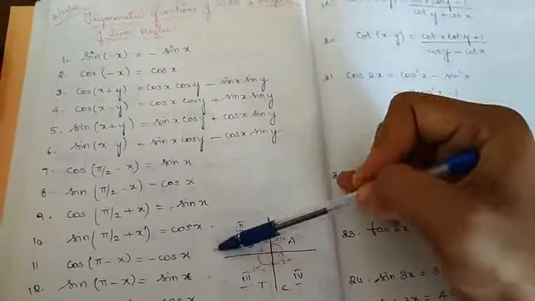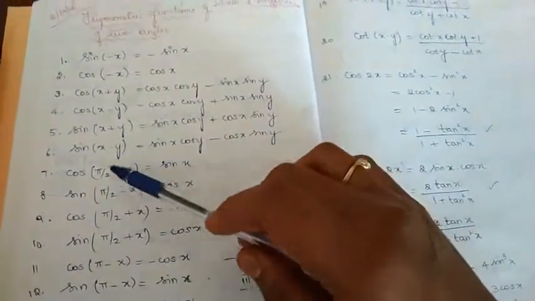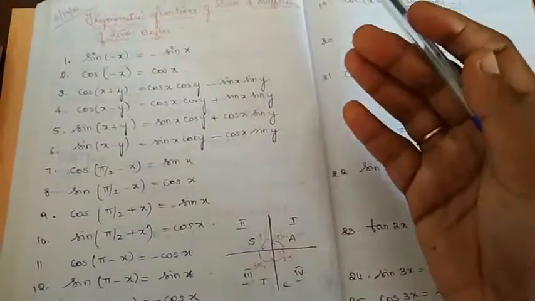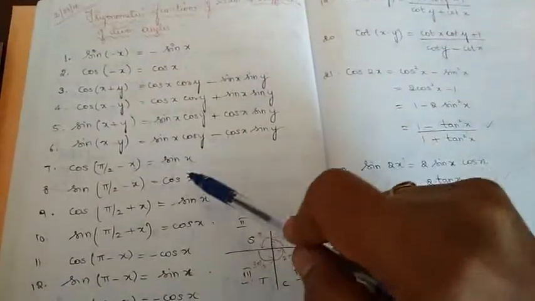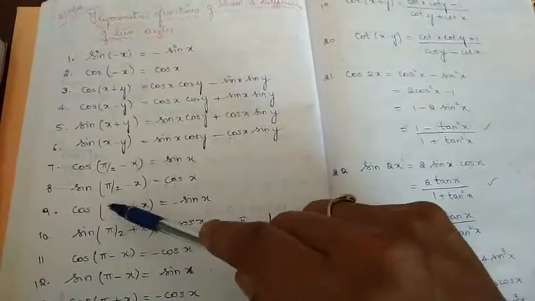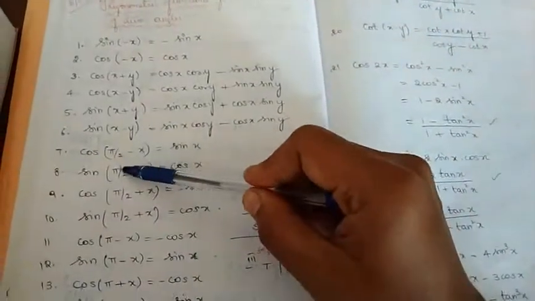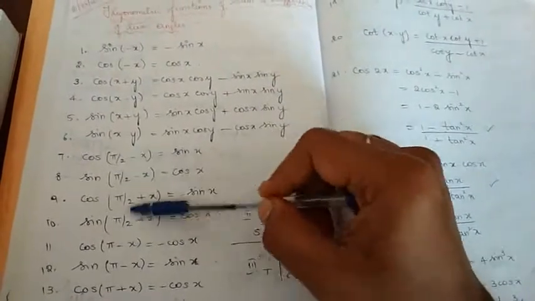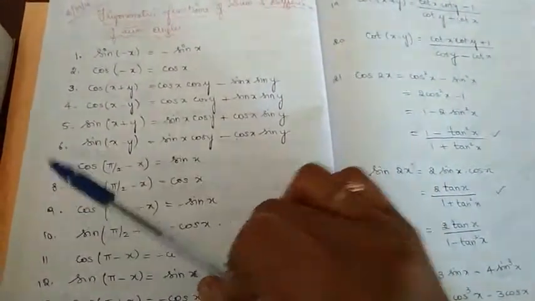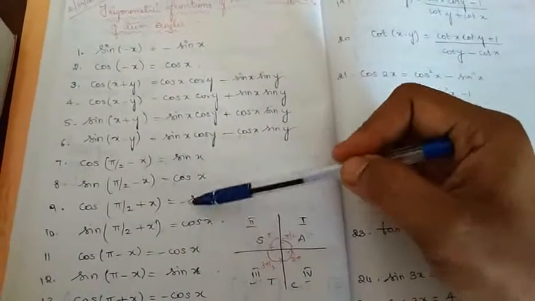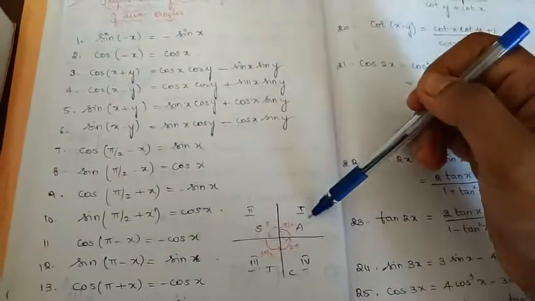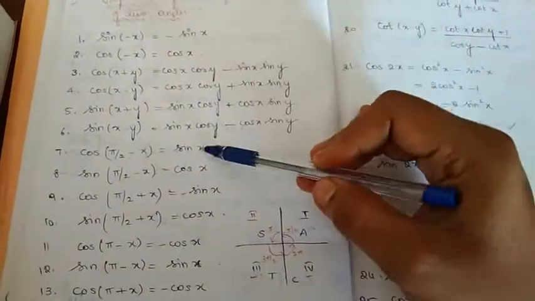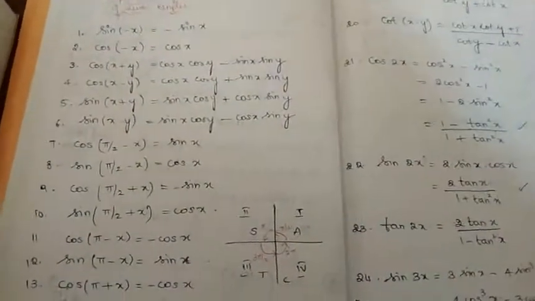Then what about these four? We know this complementary angle. 90 minus theta, the trigonometric ratio will change, right? Cos pi by 2 minus theta is sin theta. Sin pi by 2 minus theta is cos theta. What will happen to cos pi by 2 plus theta? When it comes to pi by 2, when it comes to 90 degrees, the trigonometric ratio will change. But the sign depends on the quadrant. Pi by 2 minus x lies in the first quadrant. In the first quadrant all are positive. So we get the same sign, plus sign.